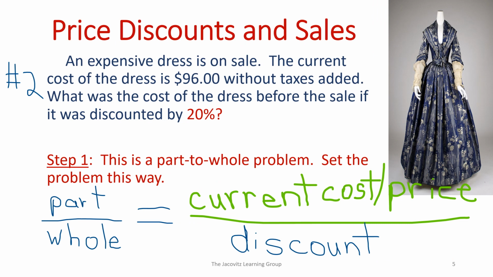This is one of the easiest problems in the world. And what happens is a lot of people get confused over here when they're using part to whole. Because they see 20%, they're ready to put 20% here. And when they put 20% here, they take it out as 100. Let's look at why you don't. So an expensive dress is on sale. The current cost of the dress is $96 without taxes added. What is the cost of the dress before the sale if it was discounted?